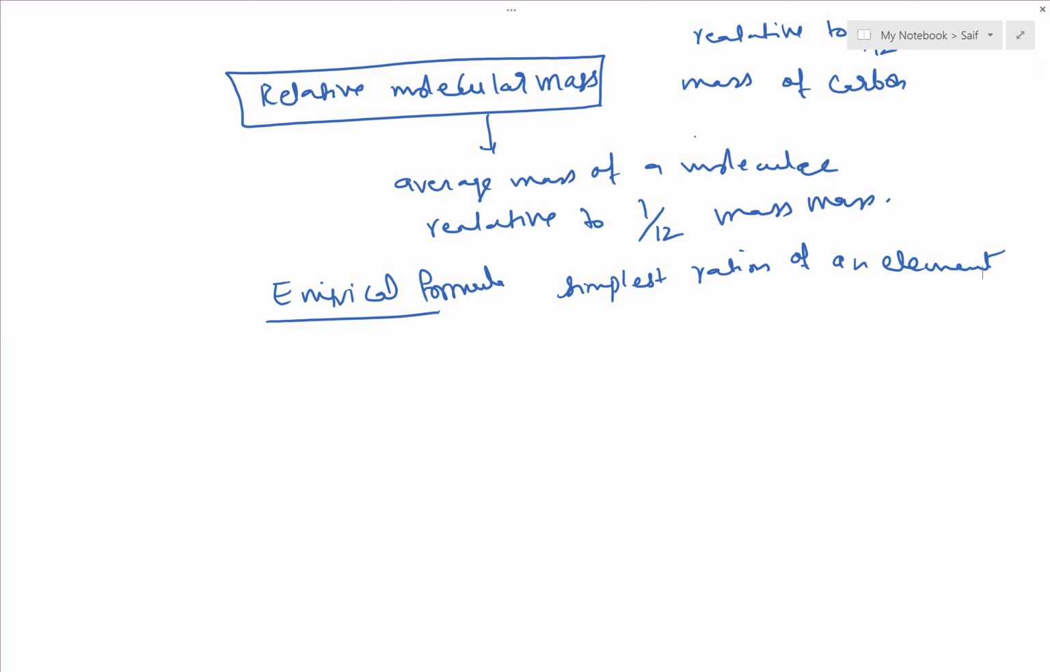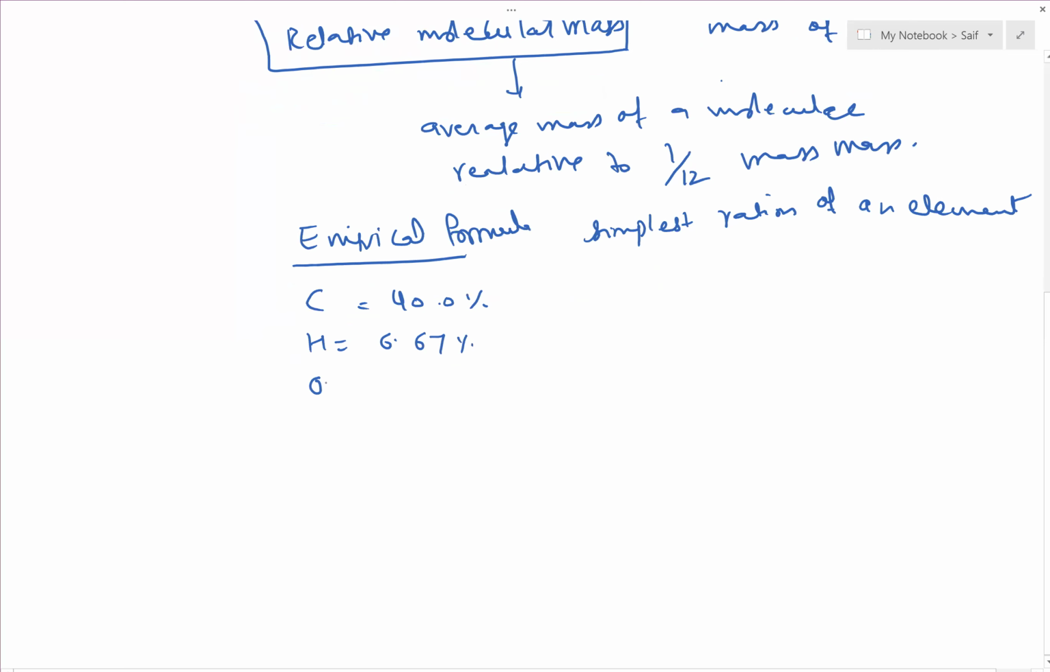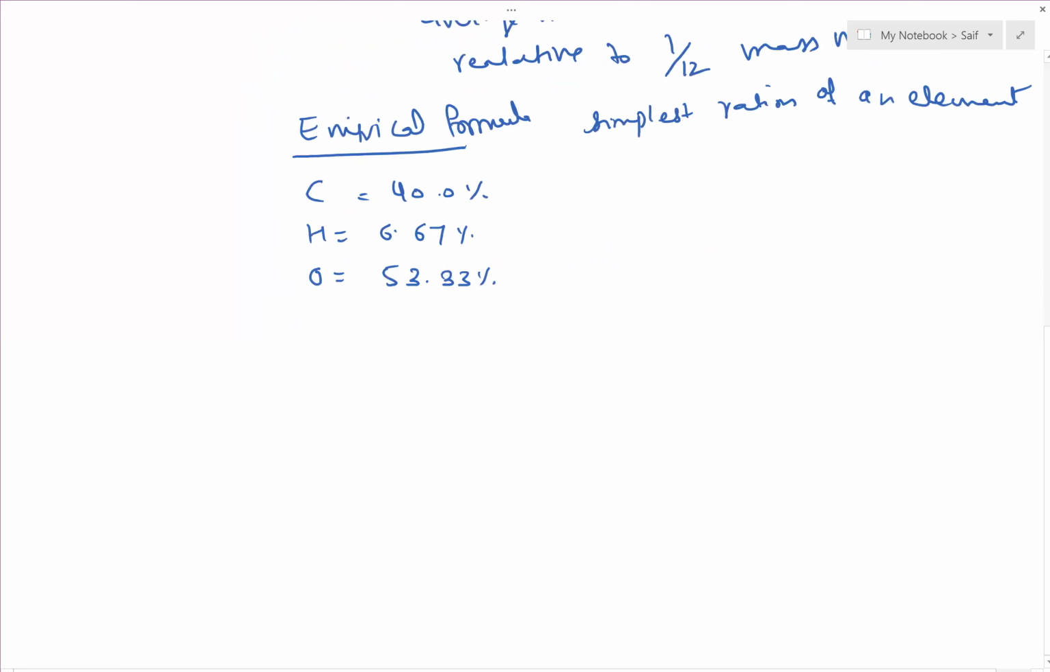Let's suppose that we are having carbon, hydrogen, and oxygen. Let's suppose we are taking carbon as 40.0%, hydrogen as 6.67%, and oxygen as 53.33%. You have to find the empirical formula. How will you do it?